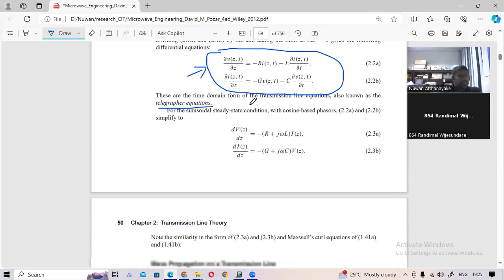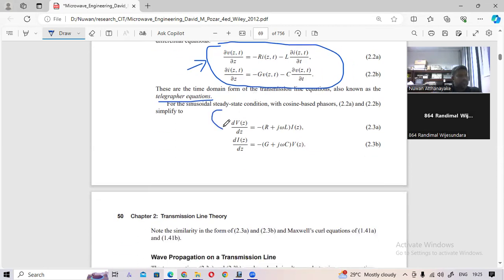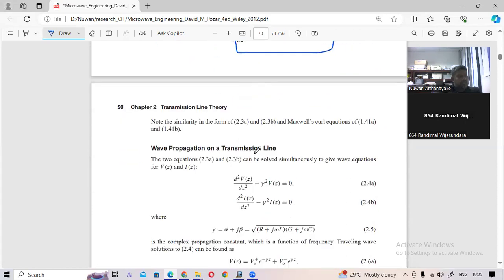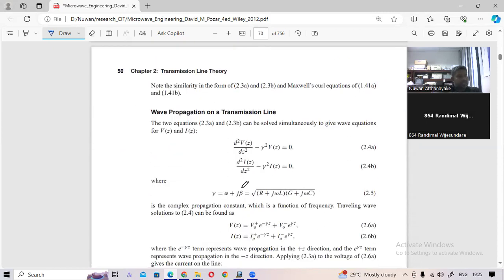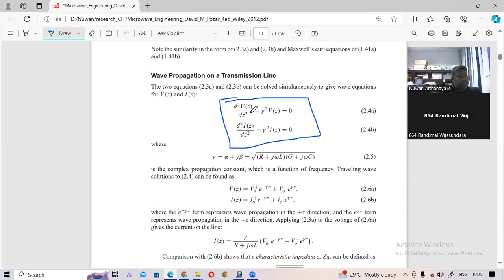Then it is converted to the phasor domain, so there is no time variable. We have this kind of differential equation in the phasor domain. We have to solve this differential equation, then we can find the values of Vz and Iz.